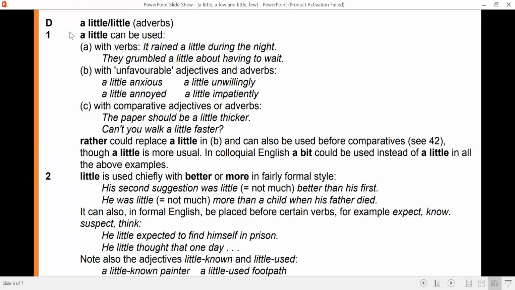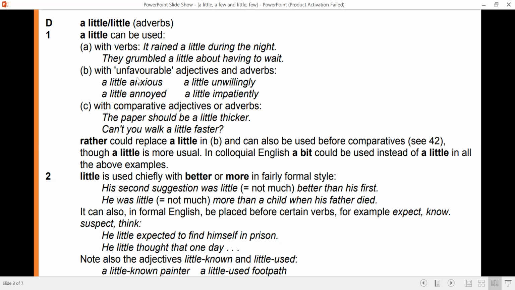Use number D. A little and little as adverbs. A little can be used with verbs, with unfavorable adjectives and adverbs, and with comparative adjectives or adverbs. Let's have a look at the use of a little with verbs. It rained a little. Here, rained is a verb, and a little can be used with a verb. It rained a little during the night.